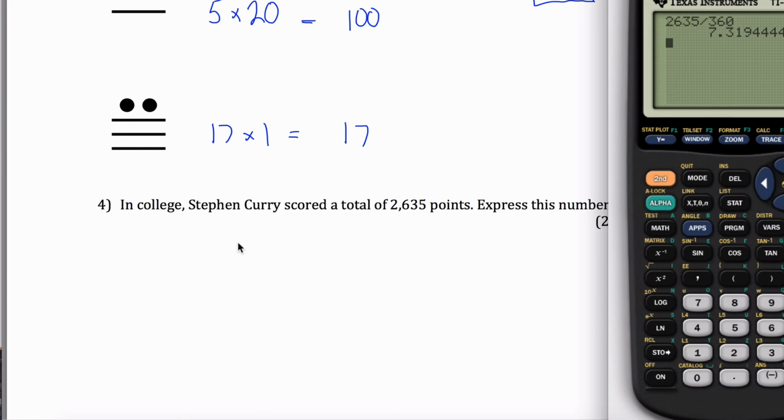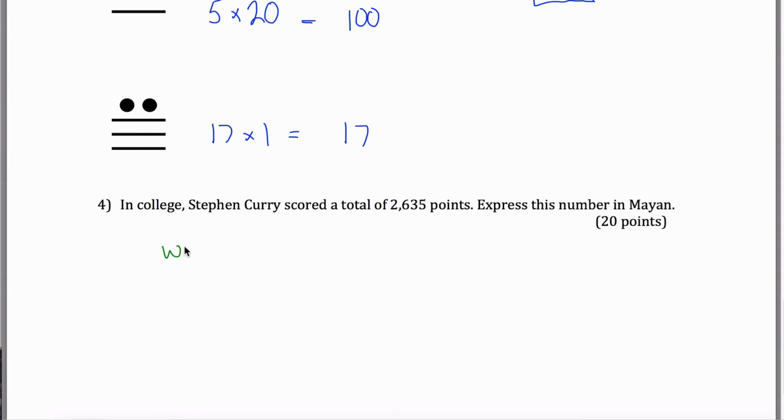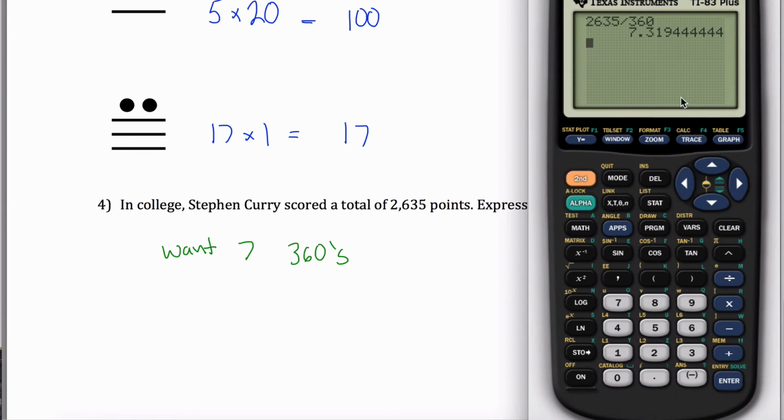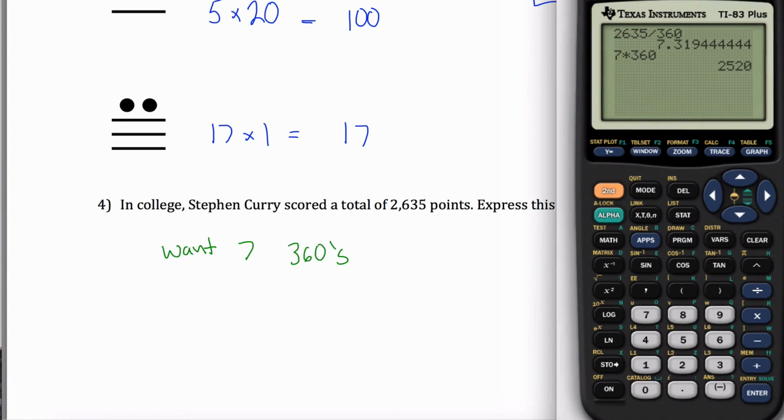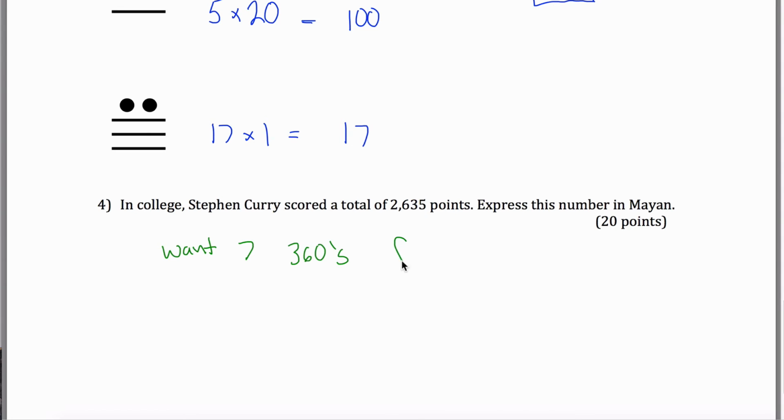So I want 7 360s. And 7 360s, how much will that count for? Well, let's see. 7 times 360 is 2520. And that leaves, well, let's see, 2635 minus 2520. I'll have 115 more.